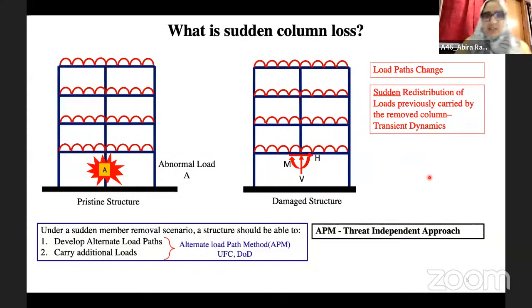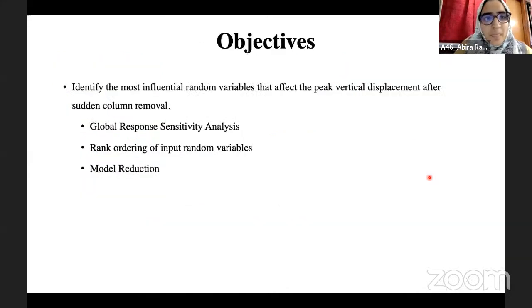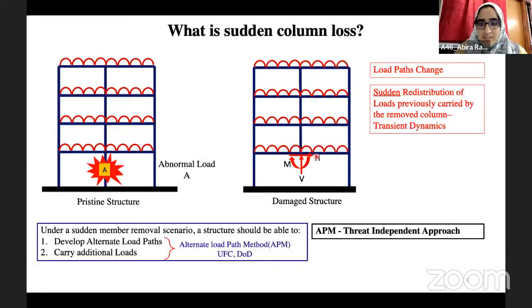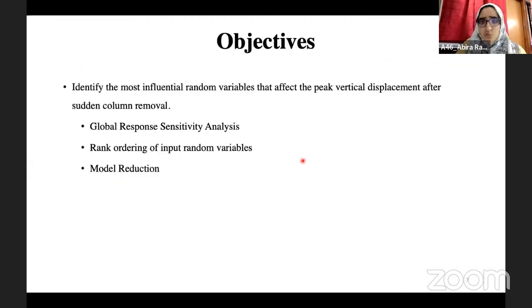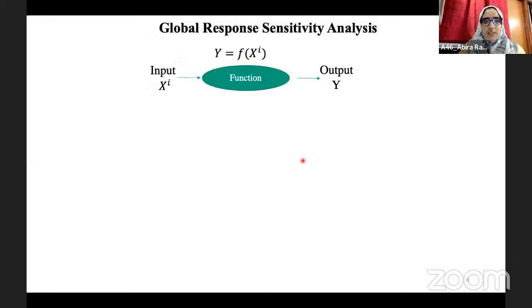So in this study, the objective is to identify the most influential random variables that affect the peak vertical displacement at the node of column removal. The tool that has been used for that is global response sensitivity analysis. So the objective is to perform global response sensitivity analysis, to rank order the input random variables, and to ultimately obtain model reduction.